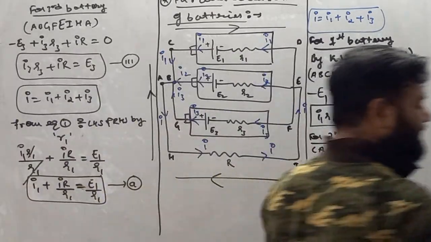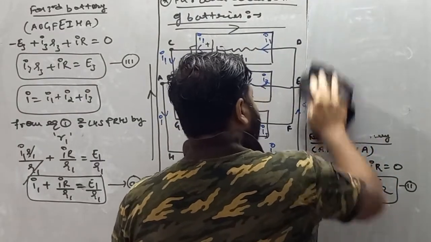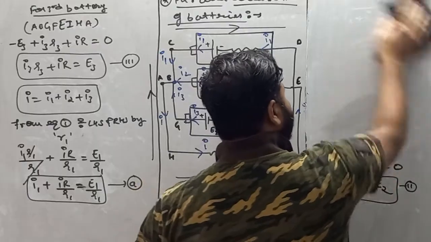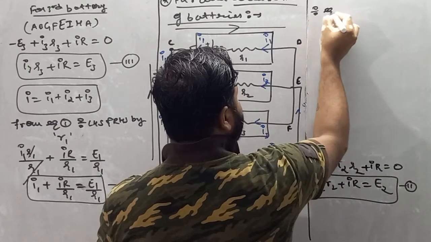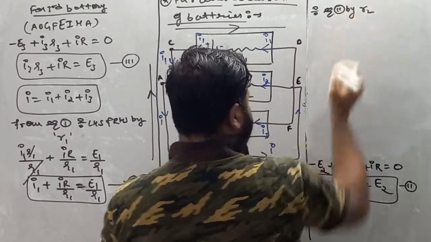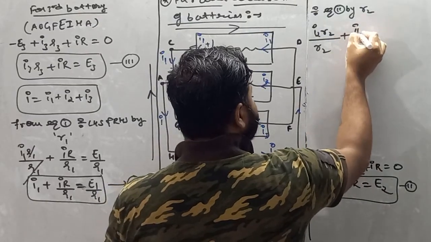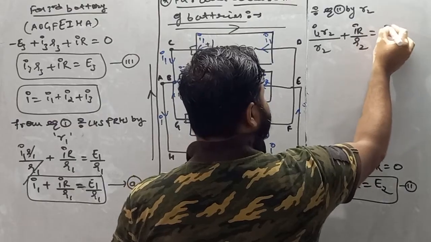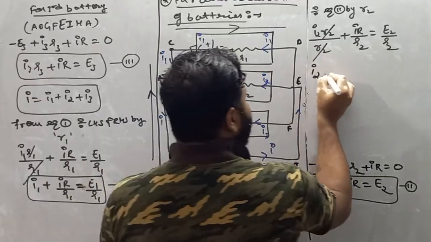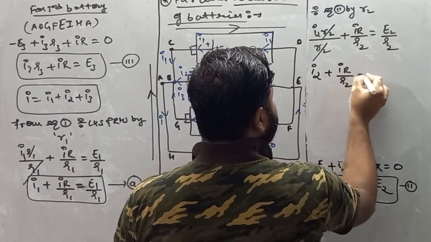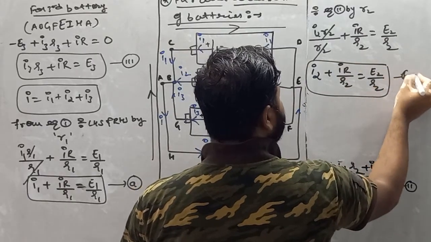Similarly, if I am dividing equation 2 by R2, what we'll get? Just check it out. I am dividing the second equation by R2 so that I2 gets free. So what we'll get? I2 R2 divided by R2 plus IR divided by R2 is equal to E2 by R2. Now see, R2 gets cancelled. So we'll get I2 plus IR by R2 is equal to E2 by R2. This is our equation. Let's suppose it is B.